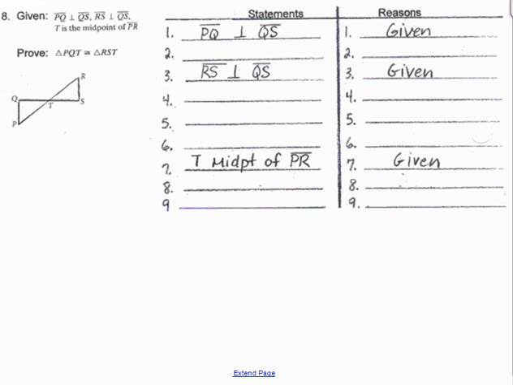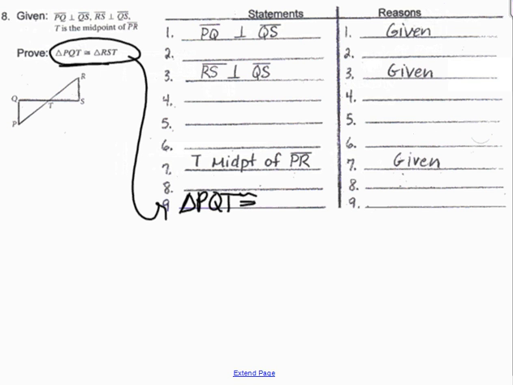All right, last proof. Looks like the hardest, super long. So I'm going to write what I need to prove last. That doesn't change. So triangle PQT is congruent to triangle RST. All right, here we go. Here's red. Perpendicular. Well, that's not congruent. So I got to use that somehow.